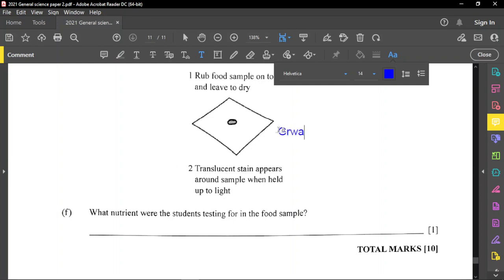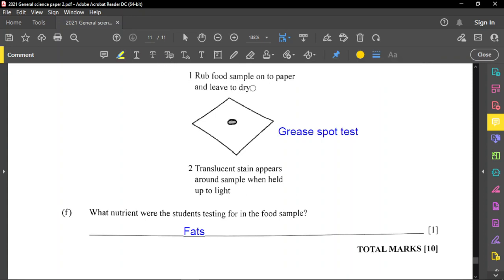Let me just make a note of that. So it's called the grease spot test. All right. What nutrient were the students testing for in the food sample? And this here is fats. Because fats will give that little translucent type of color on a paper, especially when you dry it. The purpose of drying it, if you notice it's left to dry, is because if you wet the paper with water, it cannot give that similar effect. But when you dry the paper now and the stain is still there, then you know that it is definitely oil.